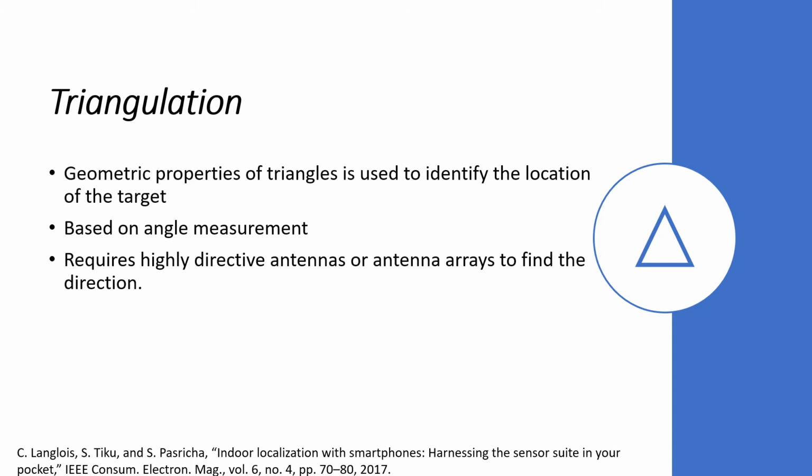This approach requires only two beacons to estimate the location in a two-dimensional plane. Three or more beacons are usually used for location estimation to enhance the accuracy. It requires highly directive antennas or antenna arrays to find the direction.